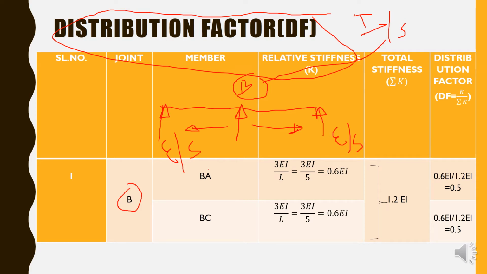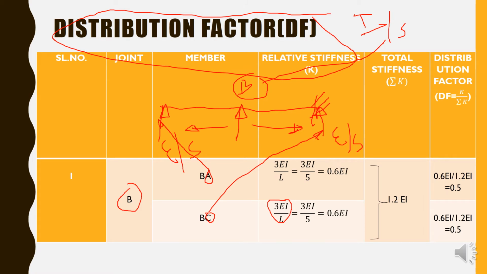Once we note this down, we need to look at what type of support A is, and A is simply supported, so the formula will be 3EI by L. Likewise for BC, we need to note what type of support C is, and C is again simply supported, so the formula will be 3EI by L. If C had been fixed, then the formula would be 4EI by L. But in the statement of the problem, since C is simply supported, the formula is 3EI by L.